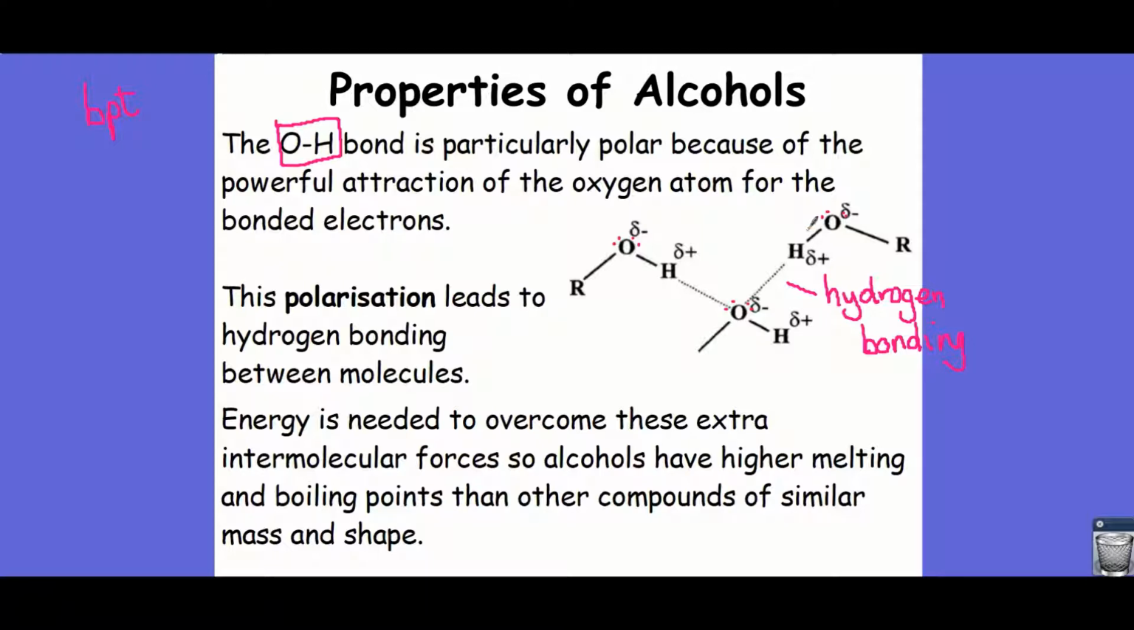Hydrogen bonds are a lot stronger because of the stronger polarity. They're a lot stronger than something like a London dispersion force, which is pretty weak and only exists very momentarily. Extra energy is needed to overcome them, which is why alcohols have higher melting and boiling points than other compounds which might have a similar mass and shape. And in a few slides time we're going to compare the boiling points of alcohols and ethers, which should highlight this to you.